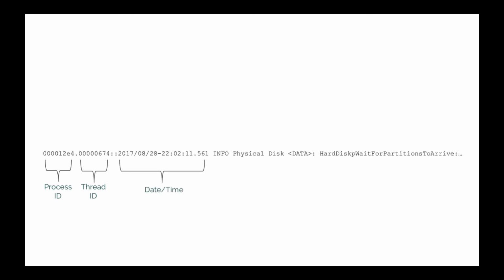Next is the date and time. Like I said, by default, the date and time of an event would be in GMT unless you generated a cluster error log using the local server time. Next, this will tell you whether this is an information, a warning, an error, or a debug message. The DBG message is rare unless you turned on verbose logging in the cluster error log.